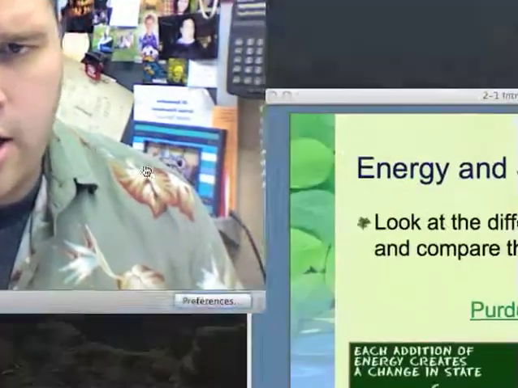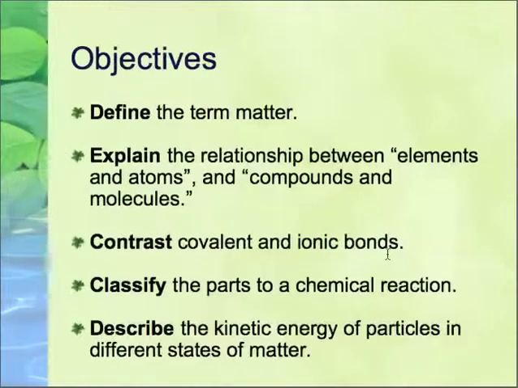Let's go over our objectives real quick to make sure we've learned everything we need. First of all, we'll define the term matter. Matter is simply anything that has mass and takes up space. Everything in the universe is made up of matter, and matter is made up of elements. Elements are simply a whole bunch of atoms that are the same. For example, oxygen. All the oxygen atoms are the same. That means oxygen is an element.